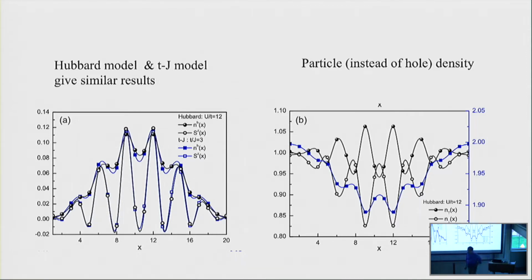Quick question. The negative density, what's the... No, it's not density. This is spin, n up minus n down.